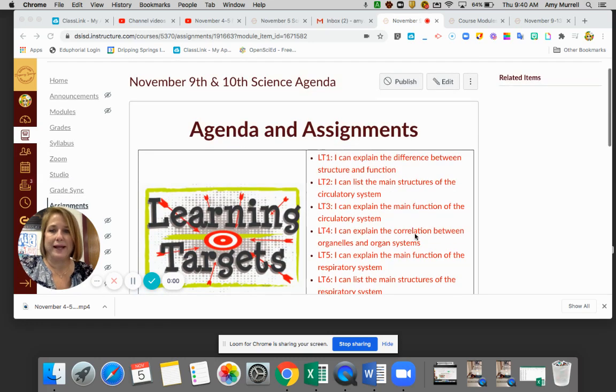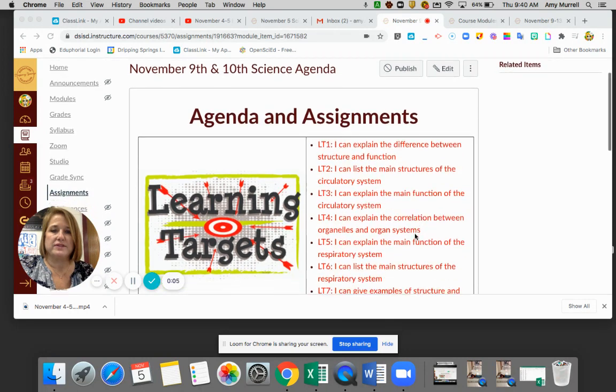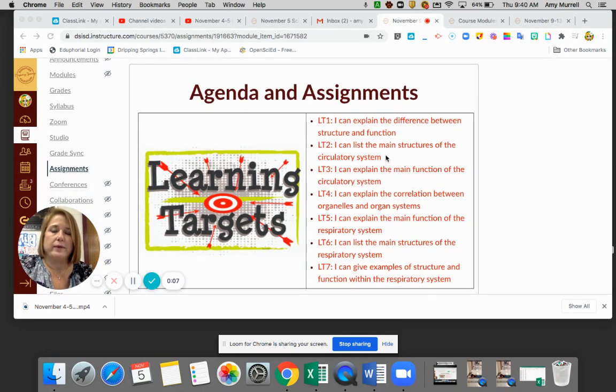For Monday, November 9th and Tuesday, November 10th. So you can see on the learning targets, we will recap the circulatory system. Just to remind you, we talked about the difference between structure and function.